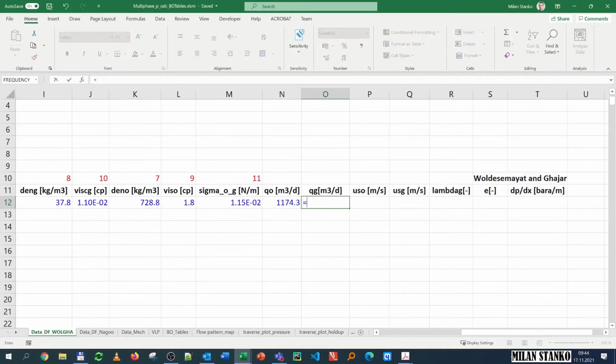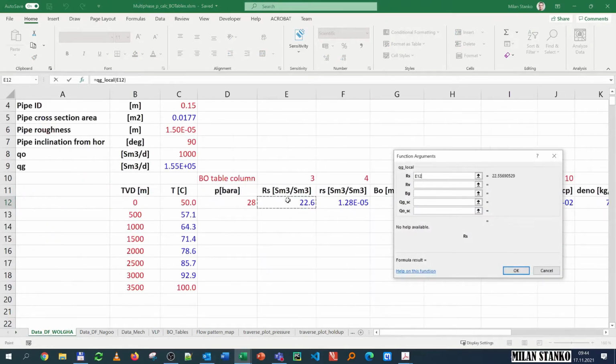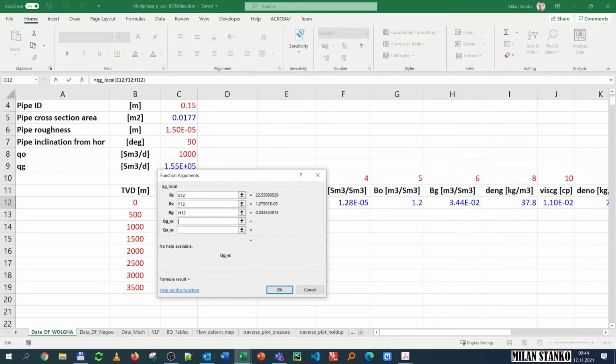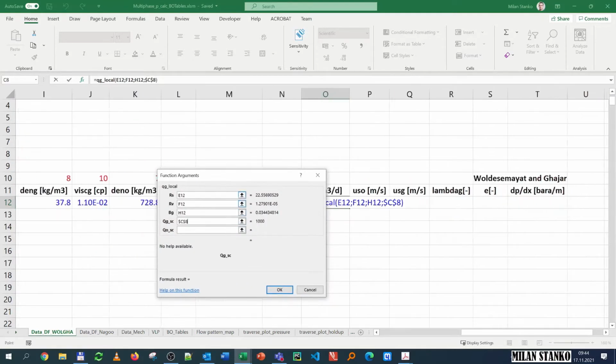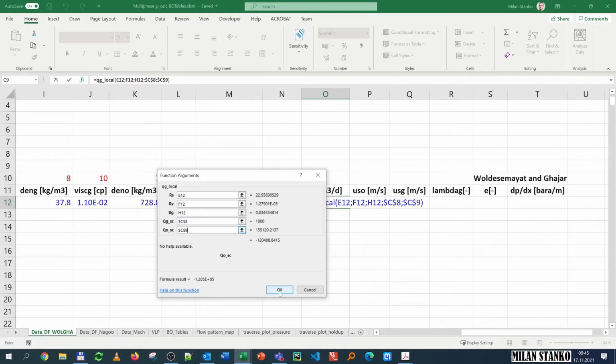And now for the gas, I do the same. RS, I don't block it, RS, BG, QO standard conditions, and then Q gas standard condition. Okay, these two must be blocked. Let's see if it makes sense.